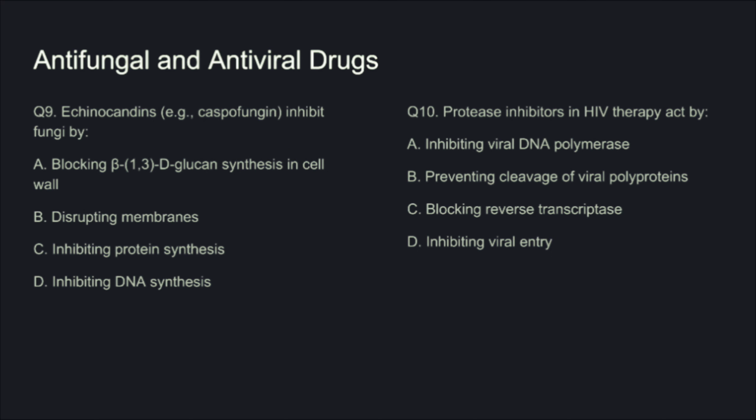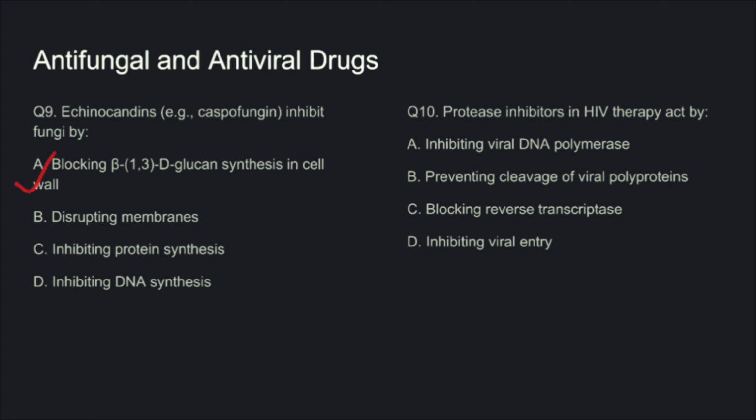Question number 9. Echinocandins inhibit fungi by: A. Blocking beta 1,3 D-glucan synthesis in the cell wall, B. Disrupting membrane, C. Inhibiting protein synthesis, D. Inhibiting DNA synthesis. So the correct answer is option A, blocking beta 1,3 glucan synthesis in the cell wall.